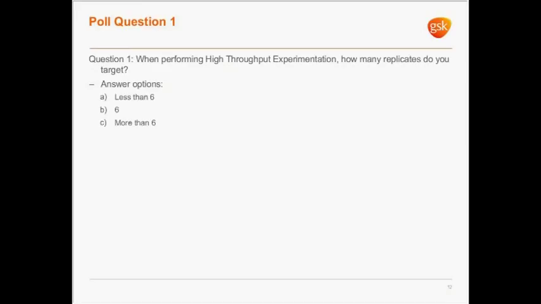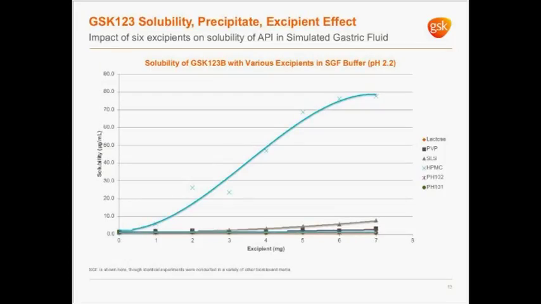Okay, so we'll move on to the next portion of this presentation. Now that I've explained what our plate design looked like from the previous slide before the poll question, let's take a look at an example of what those 1,200 data points can provide us.